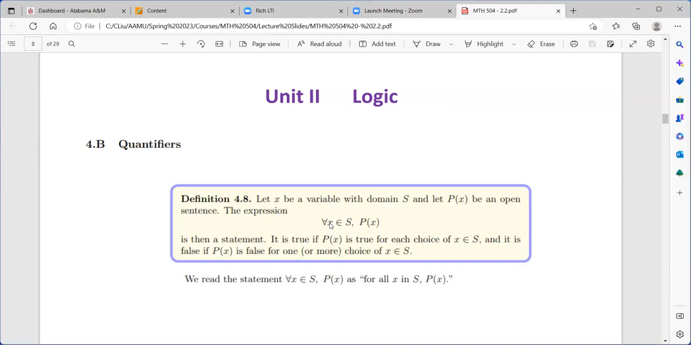for any specific value of x in S, what is this px. So in that way, you already picked up a specific value of x in this domain. So this p becomes a statement now. So when is it true? When is it false?